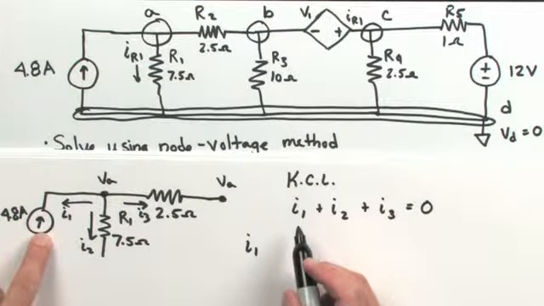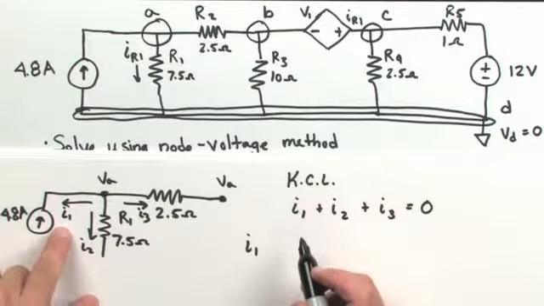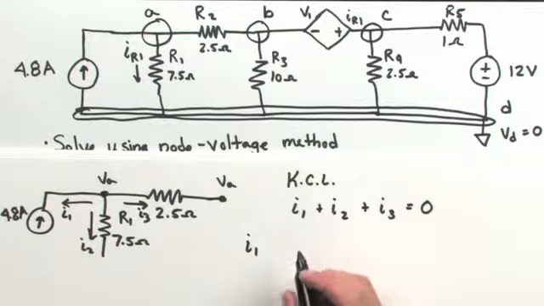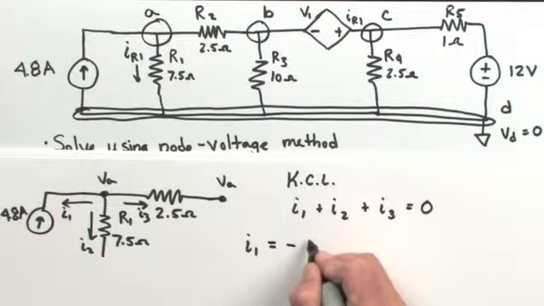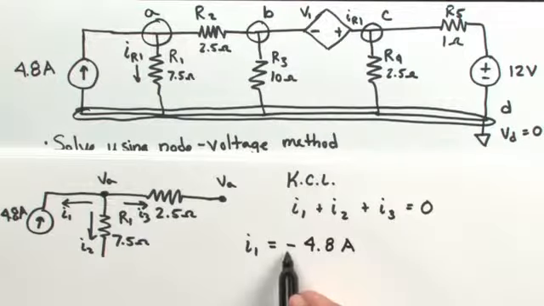This is a 4.8 amp current supply, and it is flowing in the opposite direction of the assumed direction leaving node A. So for this, we can write that the current through path 1 is given to us as negative 4.8 amps, and the negative sign indicates that it's flowing into the node instead of leaving the node.